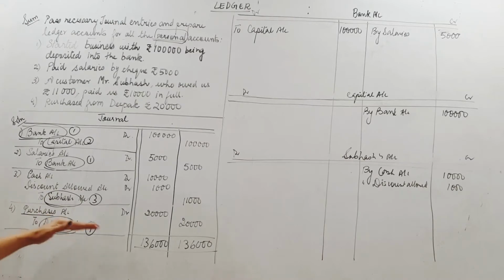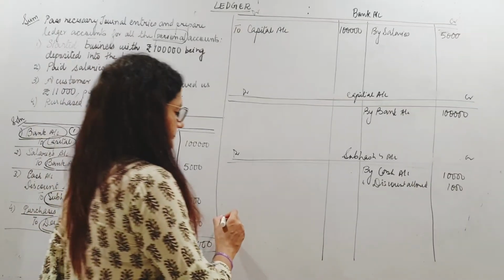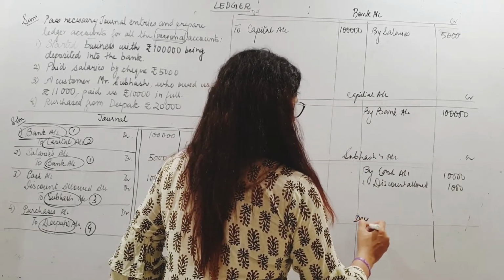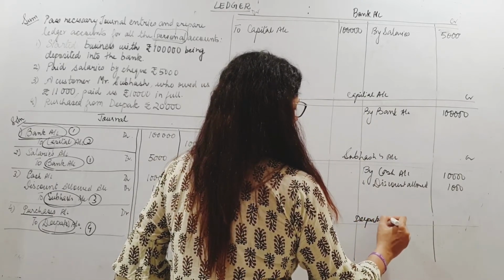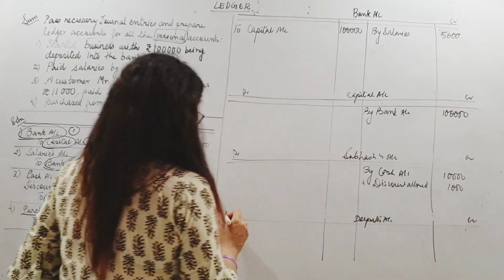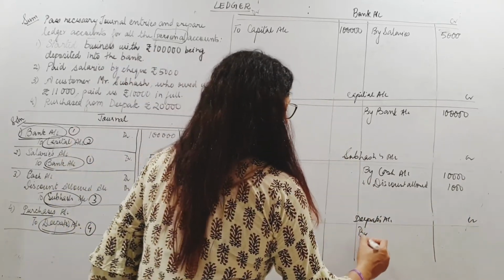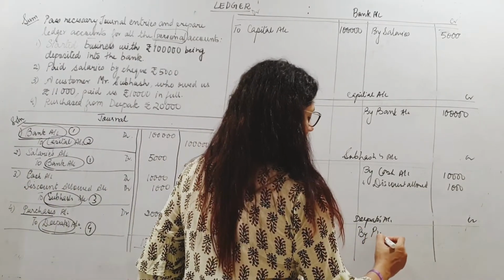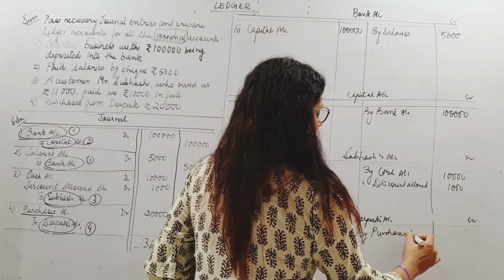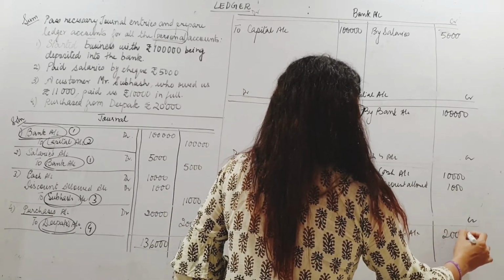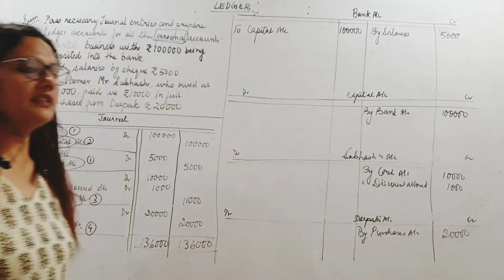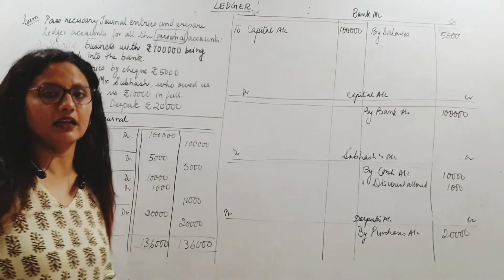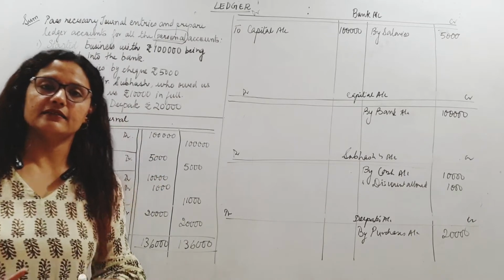Then we have Deepak's account. Deepak's account is being credited. Okay. So we have Deepak. Deepak's account being credited by, we have purchase goods. So we will write here by purchases. Okay, 20,000. So now posting we all have done. All the posting to all personal accounts that I had to open is done. Now we have to balance them and close them.